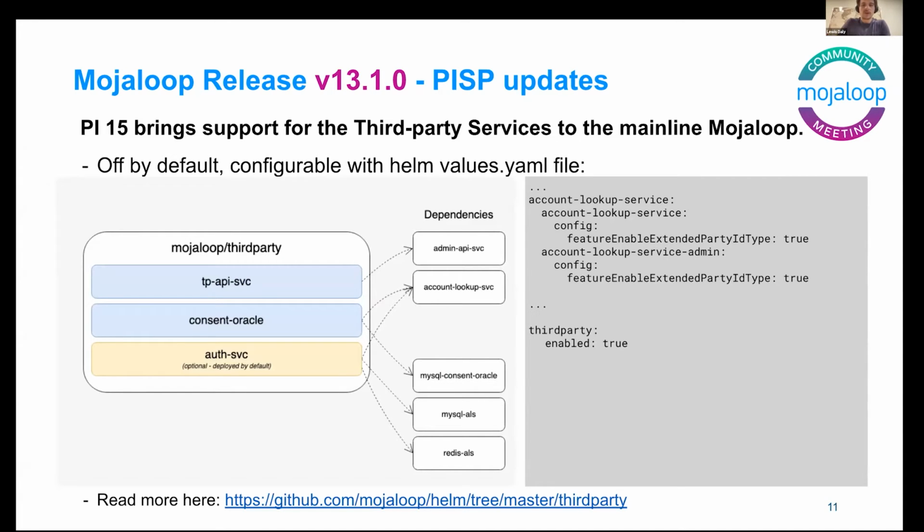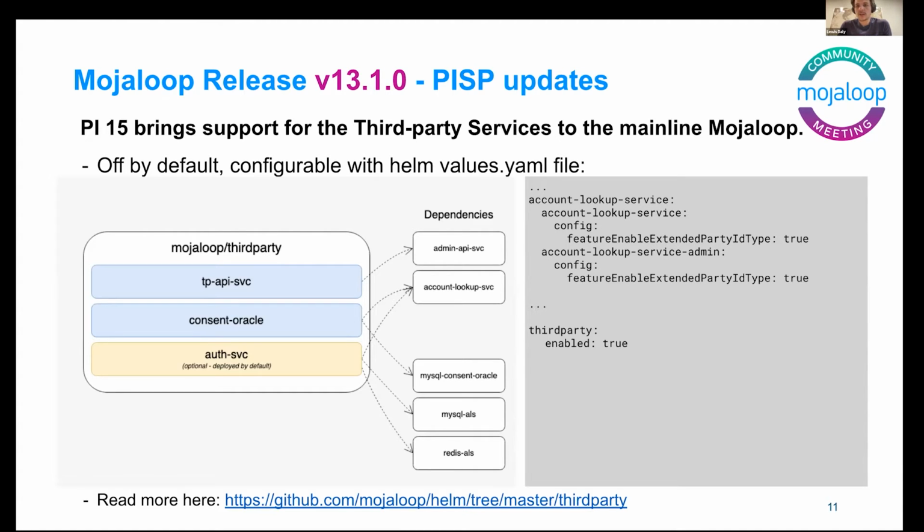I'm Lewis. I've been working on a few things, one of them being the third-party API support in Mojaloop Helm charts. So I'm going to be sharing a little bit more about 3PPI or PISP tomorrow, but just briefly, I wanted to highlight this because it fits in quite well. In the next minor version release, 13.1.0 of Mojaloop, we're going to have support for our third-party services.